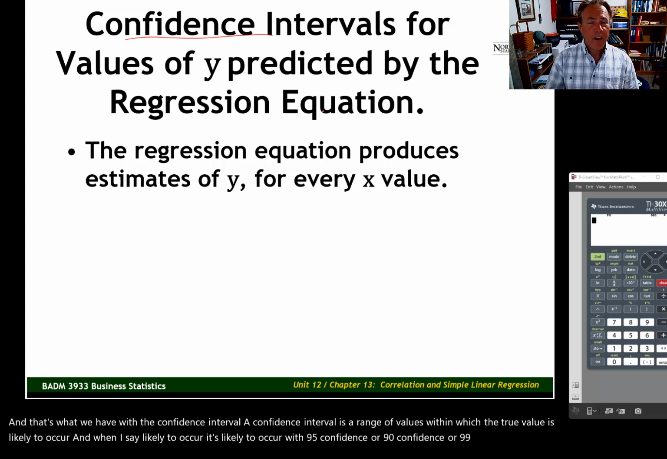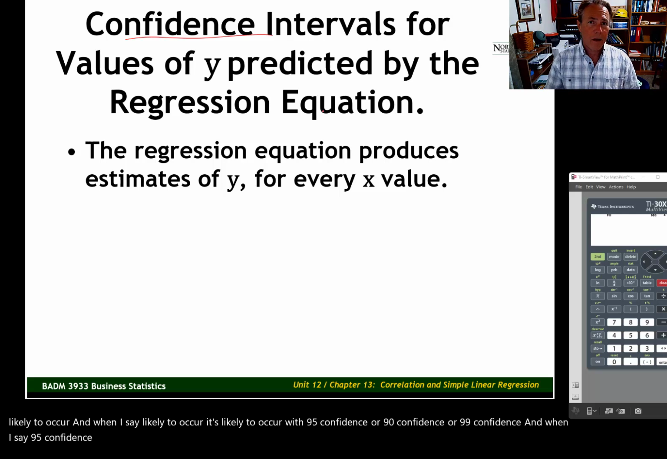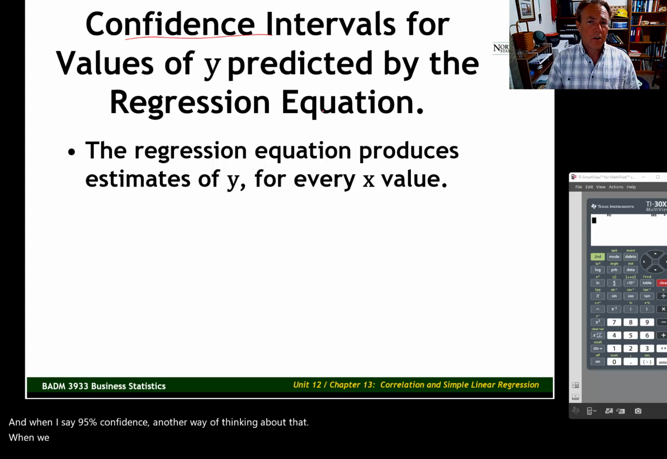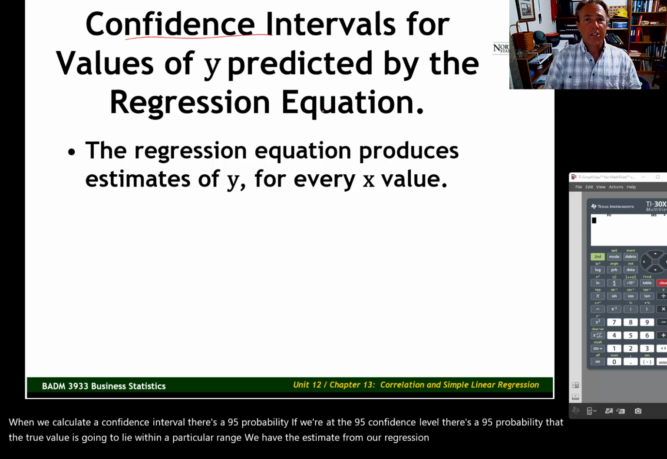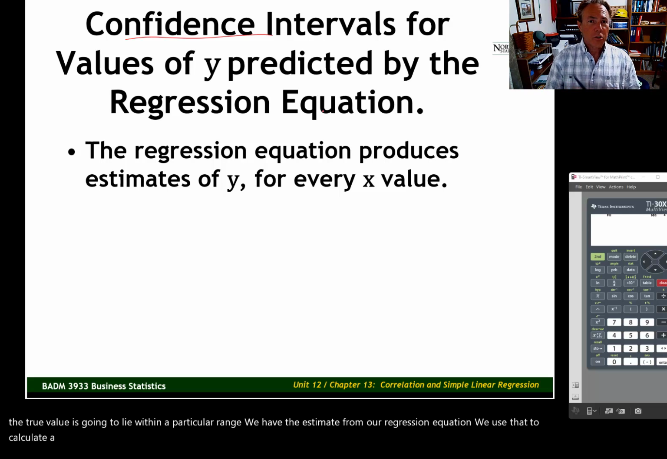And when I say 95% confidence, another way of thinking about that: when we calculate a confidence interval, if we're at the 95% confidence level, there's a 95% probability that the true value is going to lie within a particular range. We have the estimate from our regression equation. We use that to calculate a confidence interval. That's going to give us a little bit more understanding of where the real value is likely to occur.